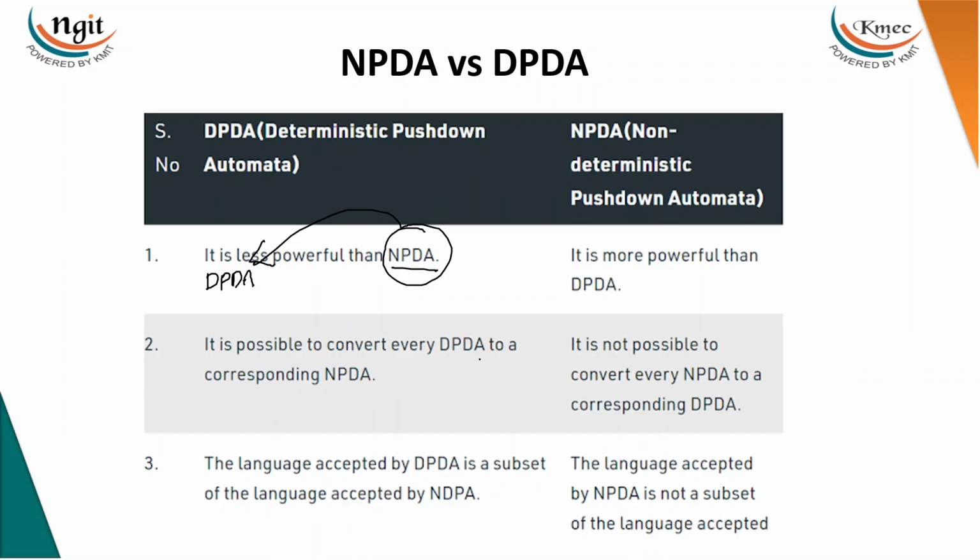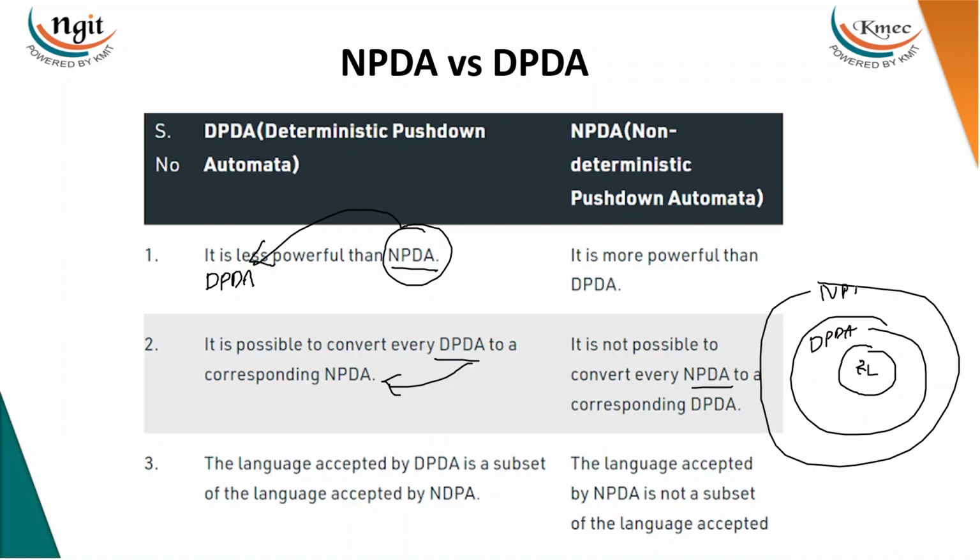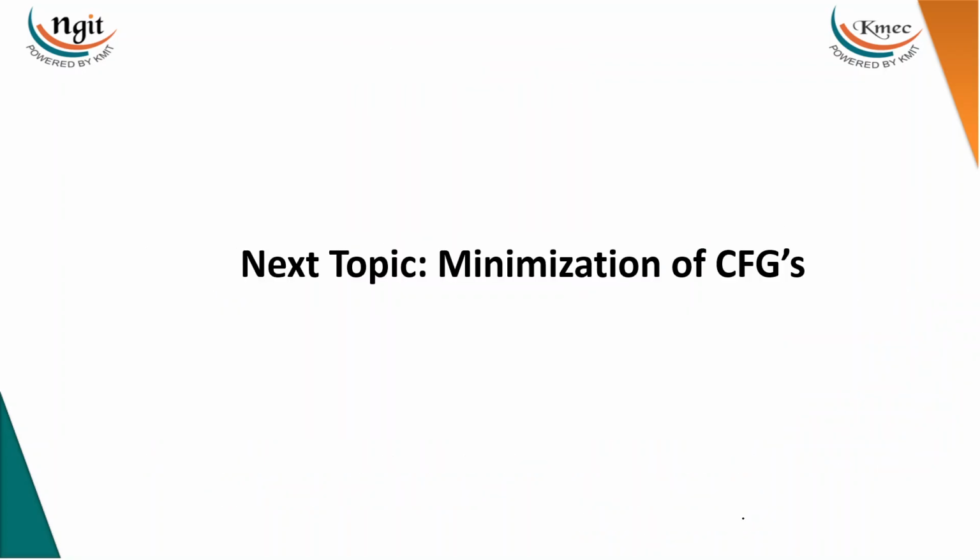So it is possible to convert every DPDA to corresponding NPDA, because every DPDA is NPDA. But every NPDA may or may not be DPDA, as I told you now. So regular languages, DPDA and NPDA, subset superset theory. Every subset type must be superset, but a superset may or may not be subset. Right? The language accepted by the DPDA is a subset of the language accepted by the NPDA. That's what I've given. Right? So the language accepted by the NPDA is not a subset of the language accepted by the DPDA. So we have some other differences also.